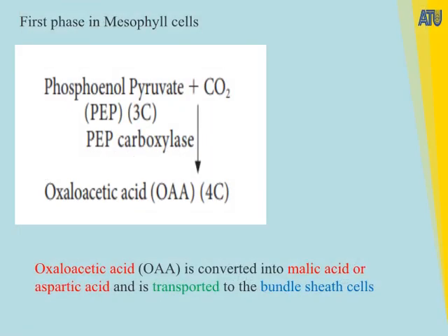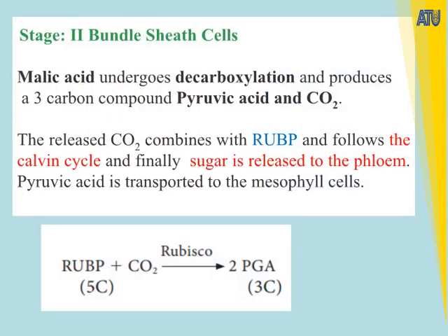First phase in mesophyll cells. Oxaloacetic acid, OAA, is converted into malic acid or aspartic acid and is transported to the bundle sheath cells. Stage 2, bundle sheath cells. Malic acid undergoes decarboxylation and produces 3-carbon compound pyruvic acid and CO2. The released CO2 combines with RuBP and follows the Calvin cycle, and finally sugar is released to the phloem. Pyruvic acid is transported to the mesophyll cells.